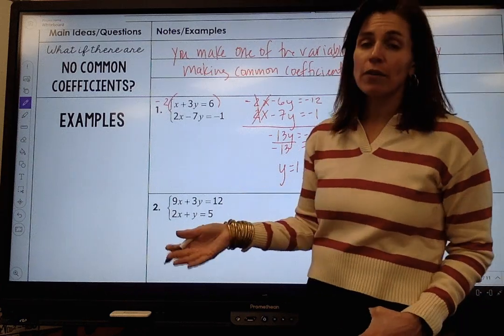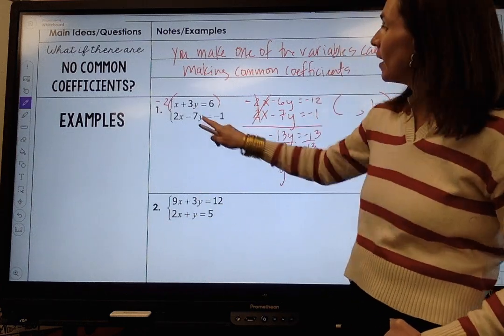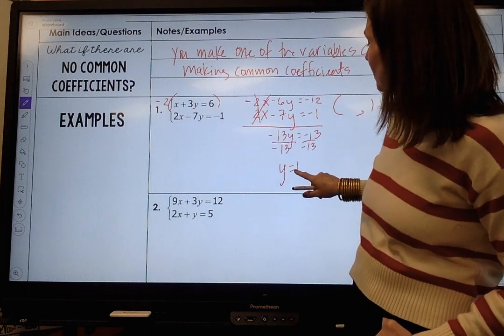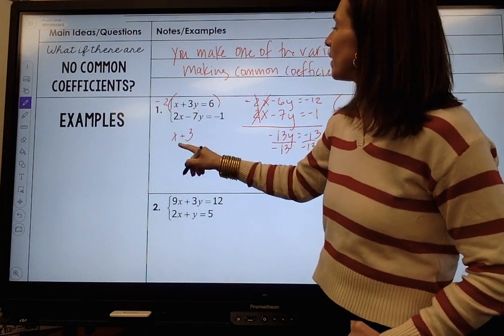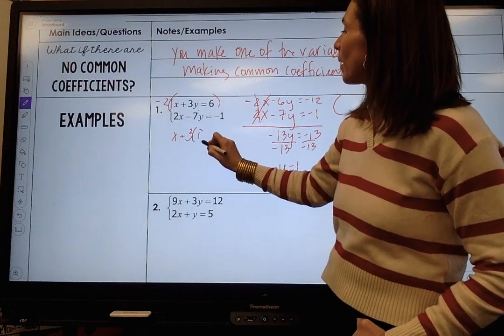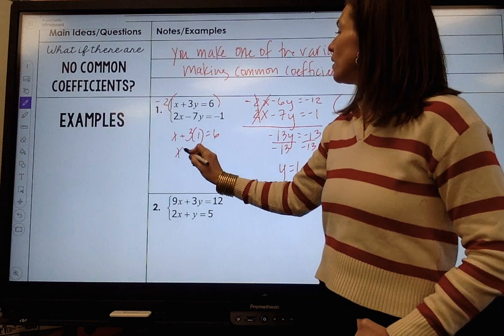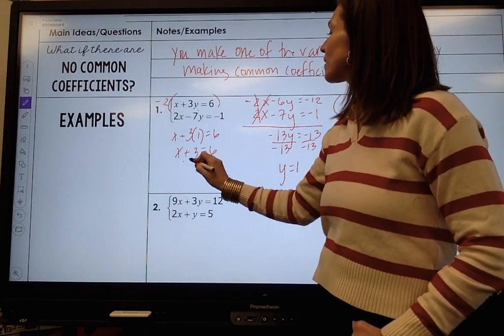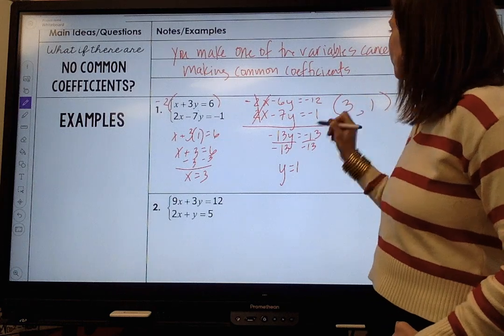So how do I solve for x? The same way we've been doing. You take one of your original equations. I'm going to take this top one, and it's telling me that y equals 1. So I'm going to keep the x, keep the plus, keep the 3, and in place of y, I'm going to plug in 1, because that's what I solved for. Y is equal to 1. So now I get x plus 3 equals 6, subtract 3, and x equals 3.